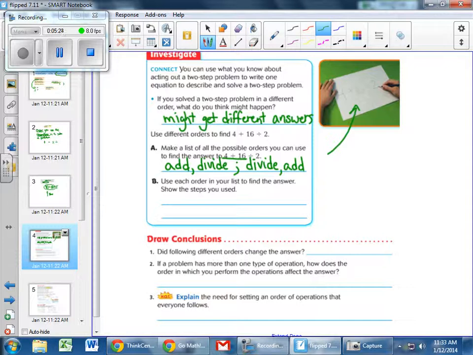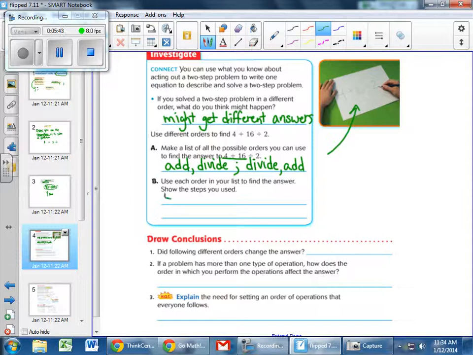Okay, so you could do 4 plus 16 and then divide that by 2, or divide 16 by 2 and then add the 4. So each of those may give you a different answer. So use each order in your list to find the answer. Okay, so let's do the first one if we add and divide.